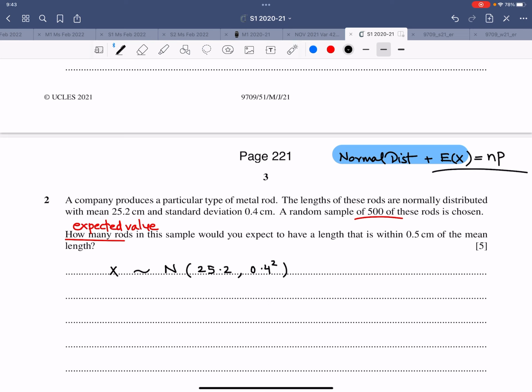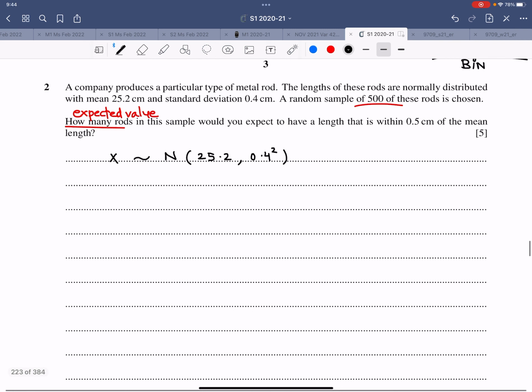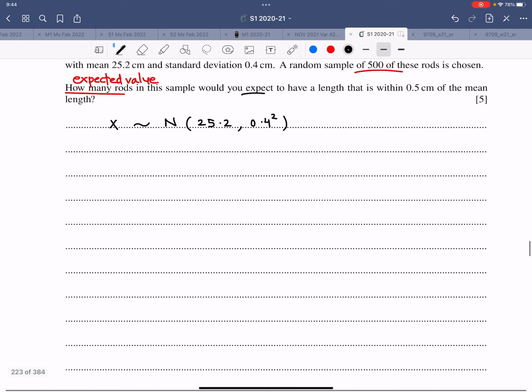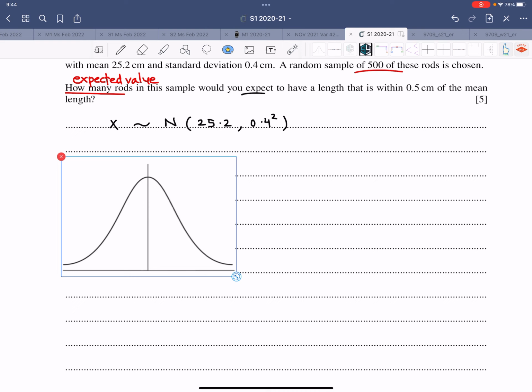So this is binomial. Why is it binomial? Let me explain very shortly. How many rods in the sample would you expect to have a length, here is the word expect, to have a length which is within 0.5 centimeter of the mean length? Now let me insert a normal distribution graph over here.